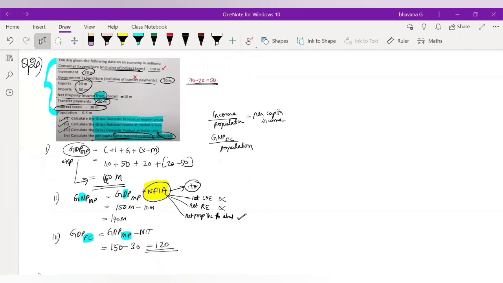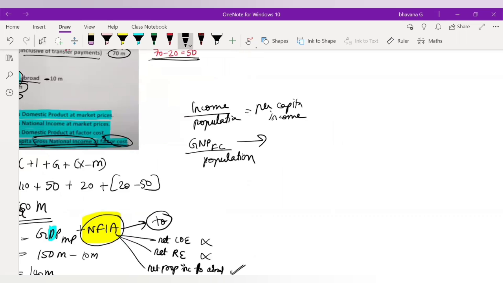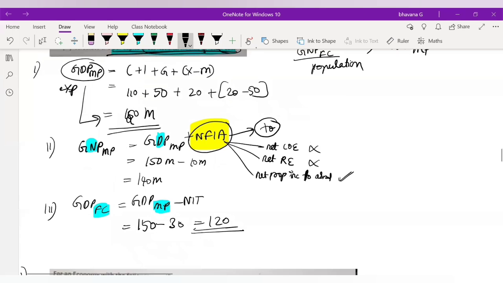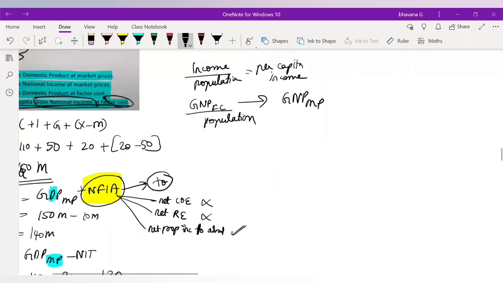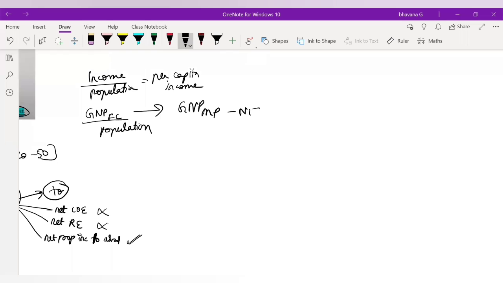Okay, so if you do GNP-FC by population, did you find out GNP-FC? Okay, you did not find out GNP-FC. So how will you find out GNP-FC? GNP-FC will be nothing but GNP-MP, which we have found out here. GNP-MP, you will take this and you will do minus net indirect taxes. If you do this, you will get your GNP-FC. Whatever value you get, just divide it using population.